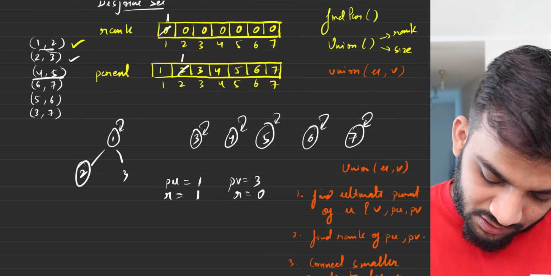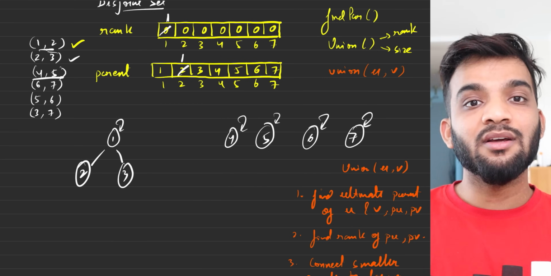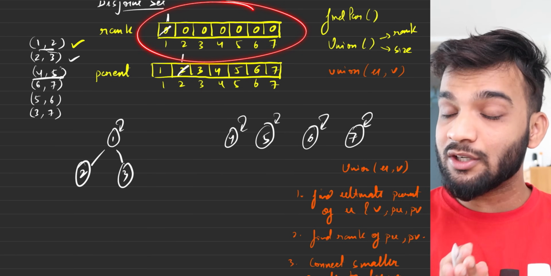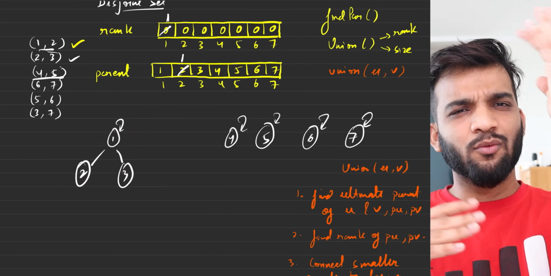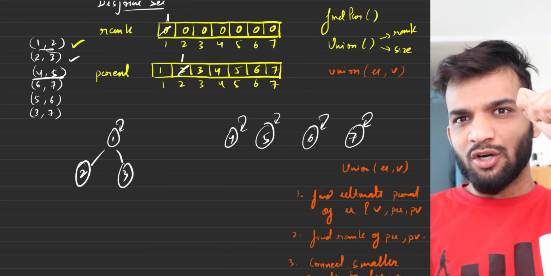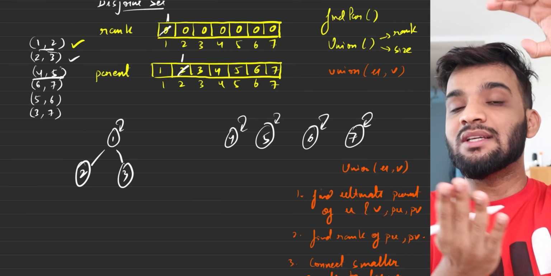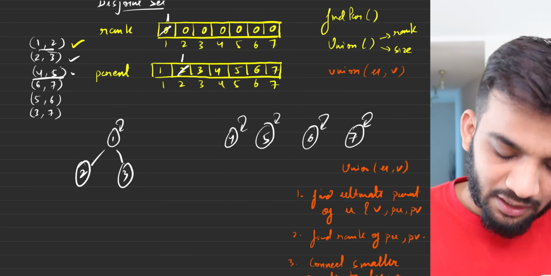So 3 is connected to this. Now I'll go and erase this. Connected. Do I do anything to the ranks? No, you will not do anything to the ranks. Why? Because it still has a height of 1, because you connected a smaller to the larger. So the larger is not going to increase. So thereby we keep the same height. Perfect. Next, connect 4 and 5.